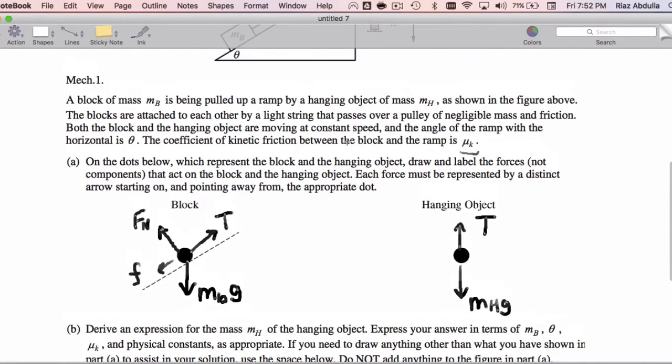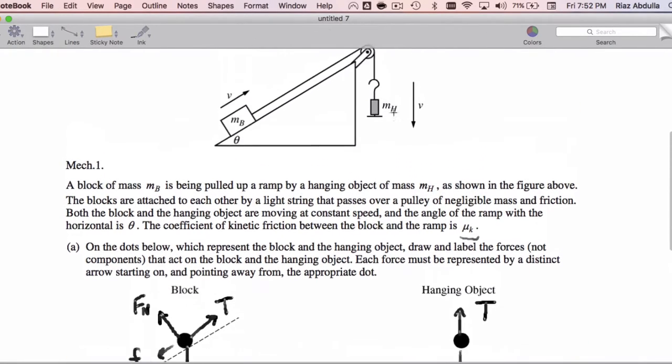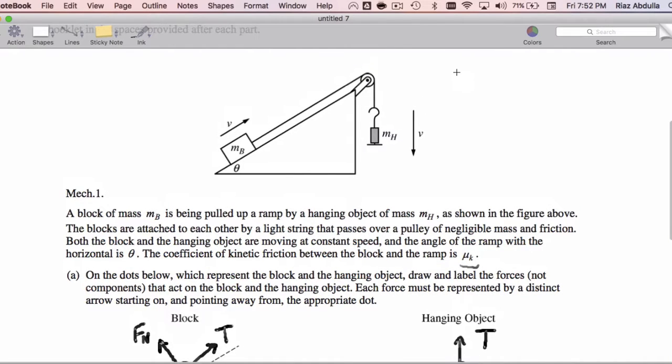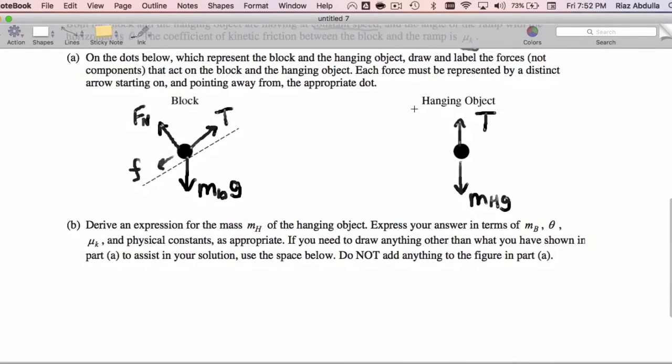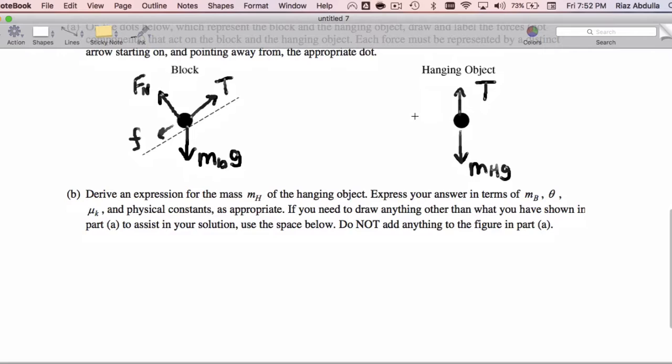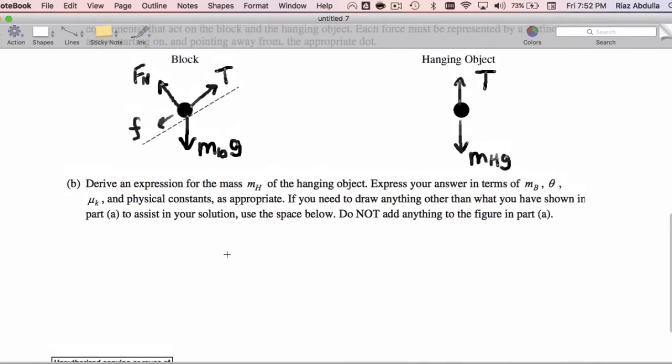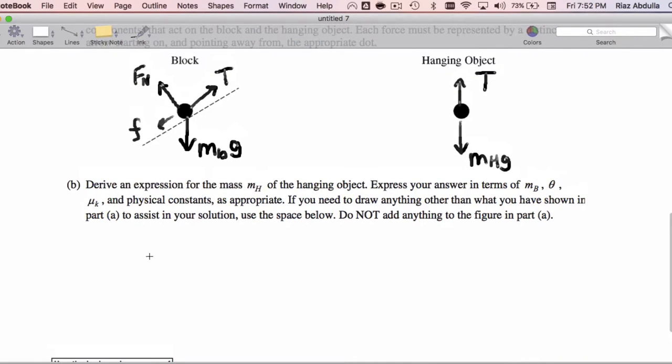Now, let's just double check. Whenever I see a question like this, the first question I want to ask is, are the forces balanced or unbalanced? They're balanced if it's either at rest or moving at constant velocity. It seems that we're moving at constant velocity here. Let me just skim and confirm this. It says right here, constant speed, excellent, so each mass is moving at a constant velocity. And so we're going to derive an expression for the mass of the hanging object using this idea here.